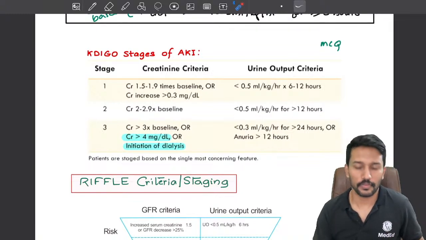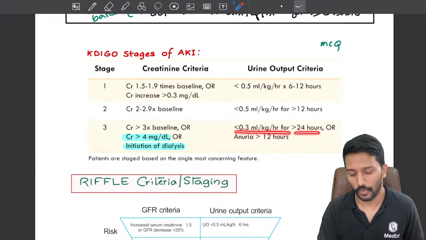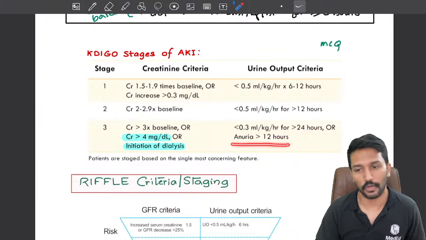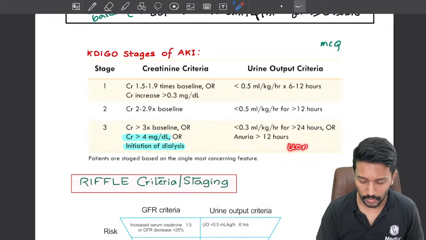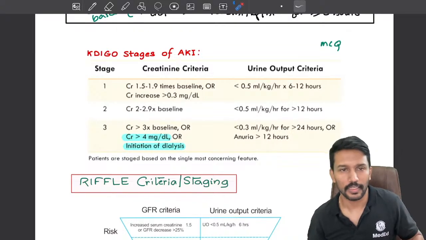And stage 3 is where urine output is less than 0.3 ml per kg per hour for 24 hours, or there is anuria for more than 12 hours. So what is anuria? Urine output less than 50 ml per day. In that case, we will call it stage 3.